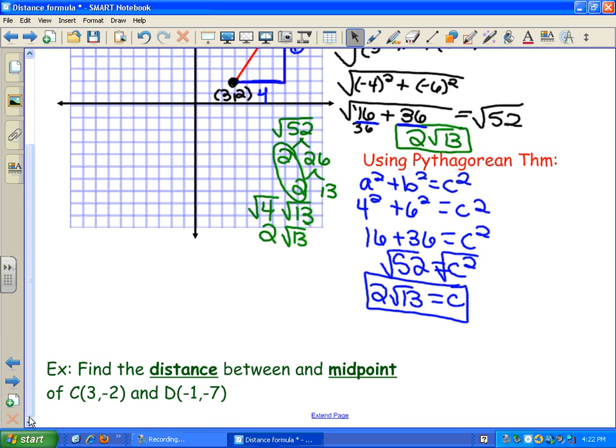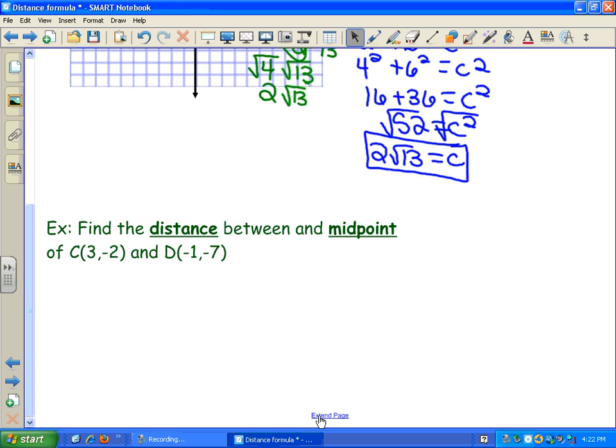So here's what I'd like you to try now. I want you to find the distance between the midpoint of C and D. So try this. Pause the video and come back when you're ready.